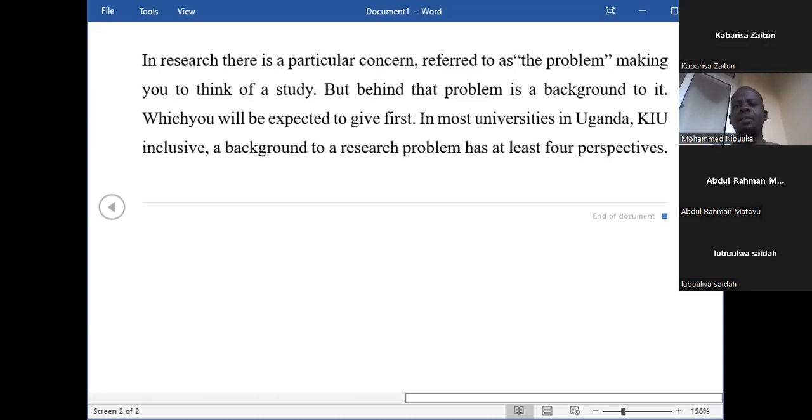And what has happened before leads to the occurrence of the problem. What has happened before? You think of your problem. I don't know whether, Zaitun, you can remind us of the example we were using in class. You can remind us, then we proceed.